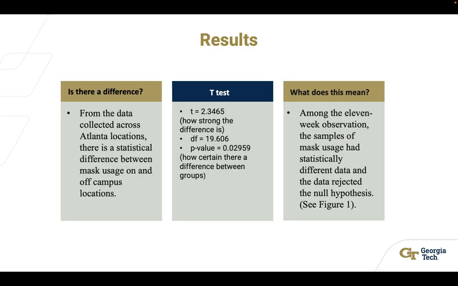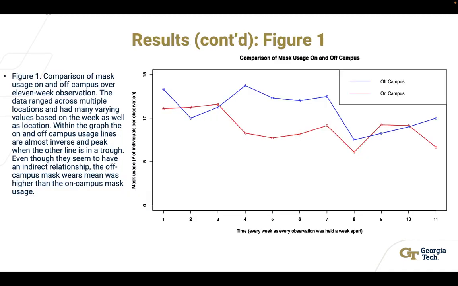From the data, there was a statistical difference between mask usage on and off campus, and the t-test provided a t-value of 2.3 and a p-value of 0.029, thus showing that there is a relationship between the 2. Among the observation, the samples of mask usage has statistically different data, and the data rejected the null hypothesis.